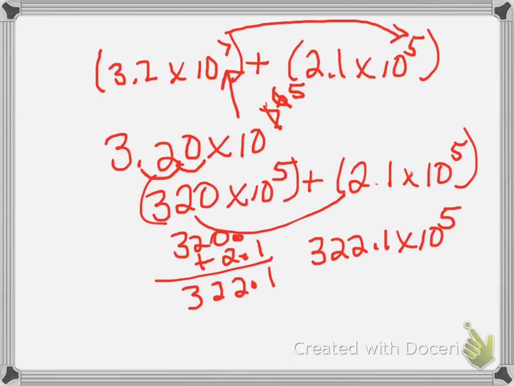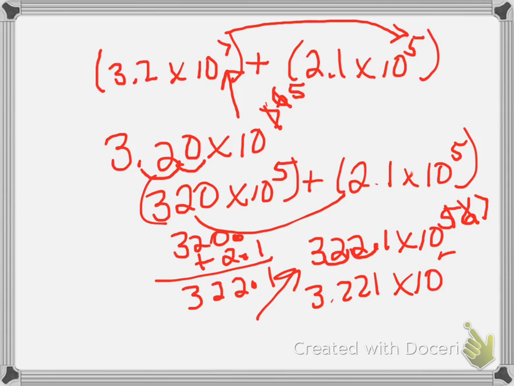You must move the decimal back. Scientific notation says that this number must be between 1 and 9.9. So every time you move it back, it makes the exponent go up. And we're back to this original exponent of 7. So 3.221 times 10 to the 7th. That would be what we did with adding and subtracting numbers in scientific notation.